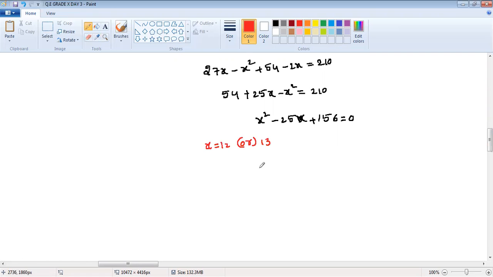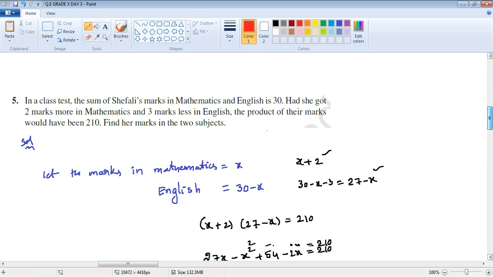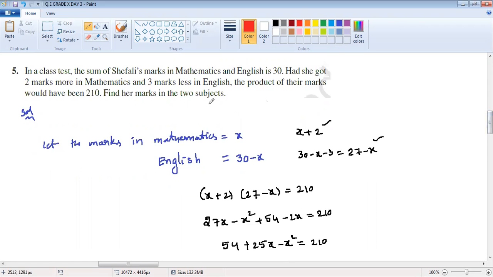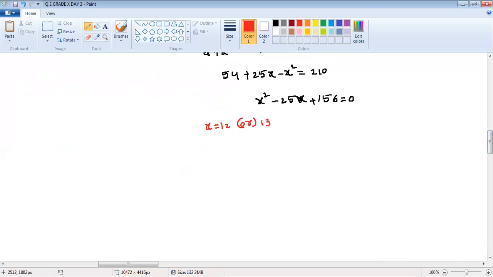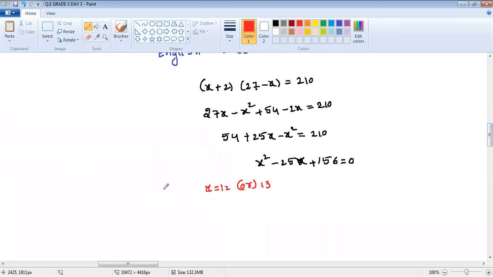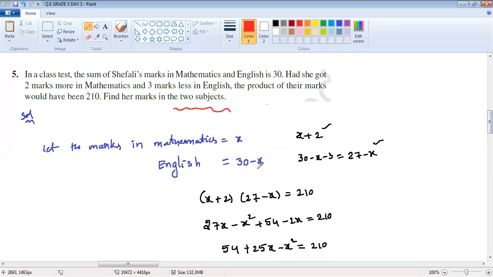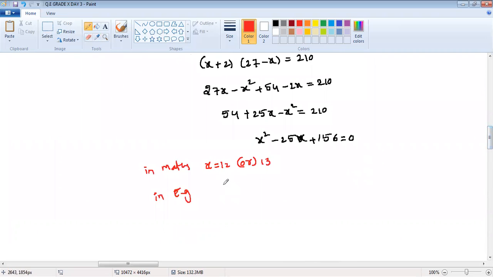So actually, what is the question now? Find the marks in the 2 subjects. If you take 12, this is what you have taken as maths marks. In English, how much? 30 minus x, right? 30 minus 12, 18. If it is 13, 27. Am I right, ma'am?